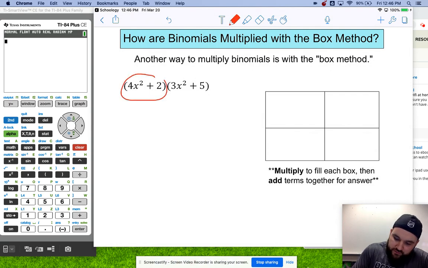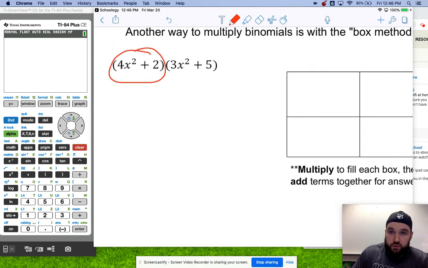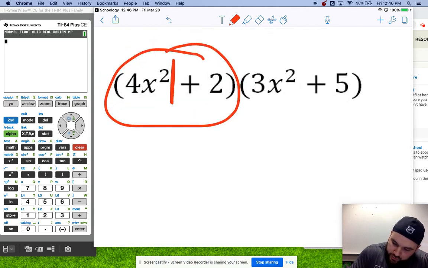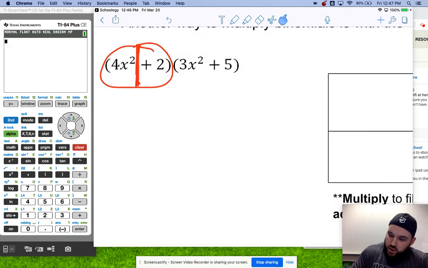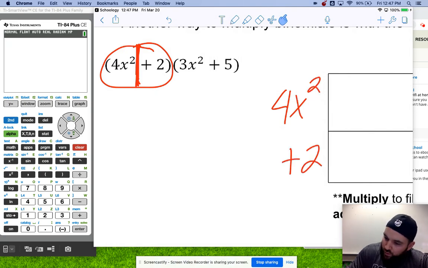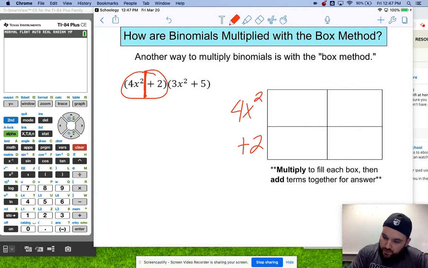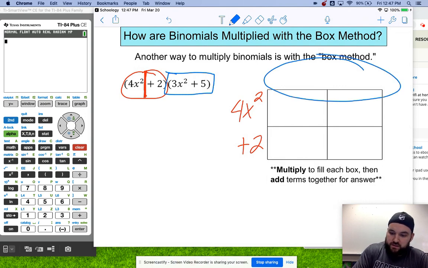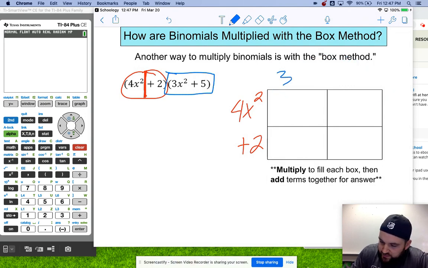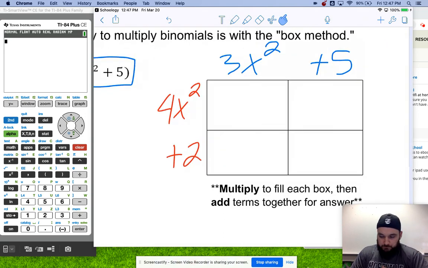So what I'm going to do is take this first binomial, 4x squared plus 2. I call it a binomial because there are 2 terms there. 4x squared is the first term and positive 2 is the second term. So I'm going to write those terms on the outside of one side of this box. So 4x squared and plus 2 are my 2 terms. And then my other binomial is going to go up top of the box, again on the outside. So 3x squared, and then the second term is plus 5. So that goes on the other side.